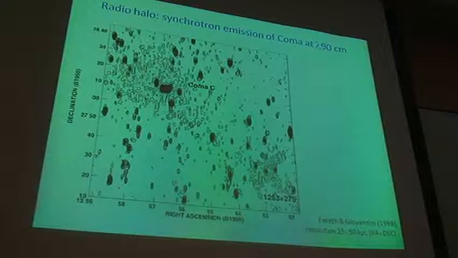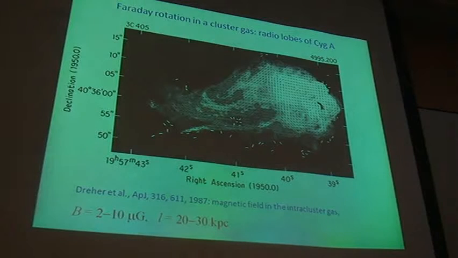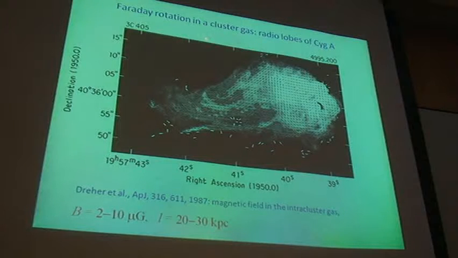So explaining why magnetic fields can be widespread in such clusters is easier than explaining why cosmic ray electrons can be widespread in clusters. So the present opinion is that most clusters do contain magnetic fields, but a minority of them contain relativistic electrons. Therefore, synchrotron emission is observed from a minority of clusters, but Faraday rotation is observed in most of them. So this is an example of Faraday rotation in another case.